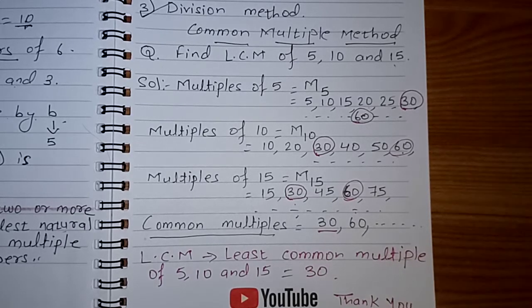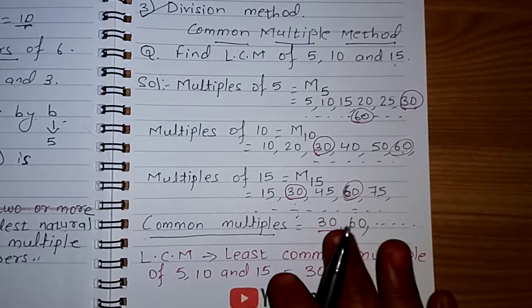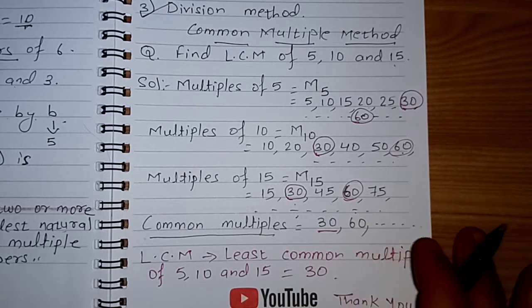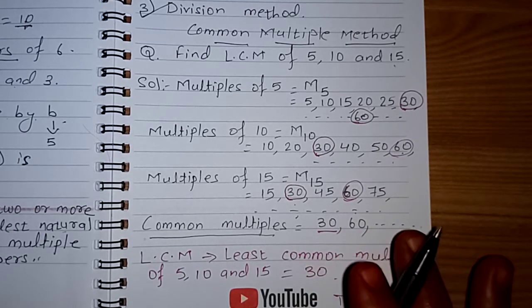again so many are there, dot dot. So many common multiples are there. Minimum 2 to 3 common multiples you have to write. No need to write all the common multiples. Minimum 2 to 3 common multiples you have to write.